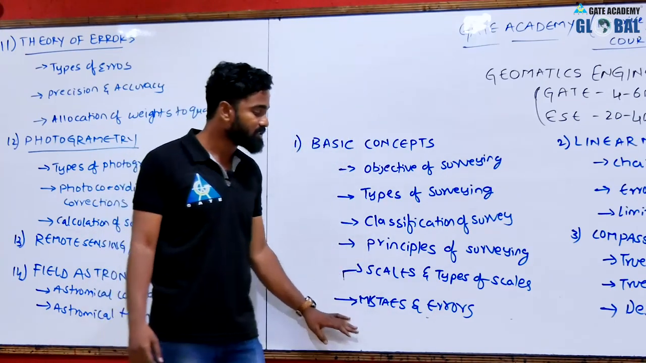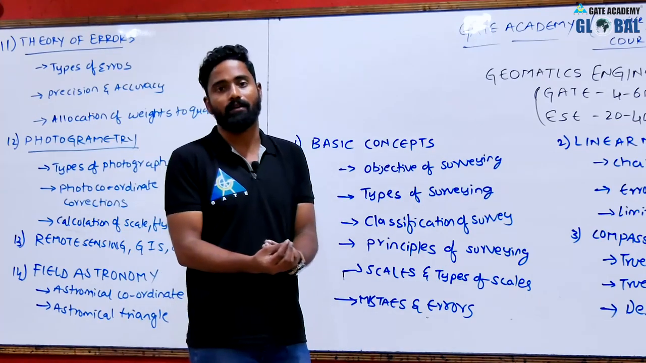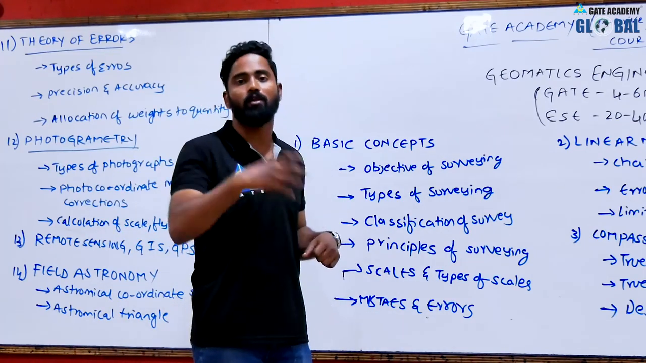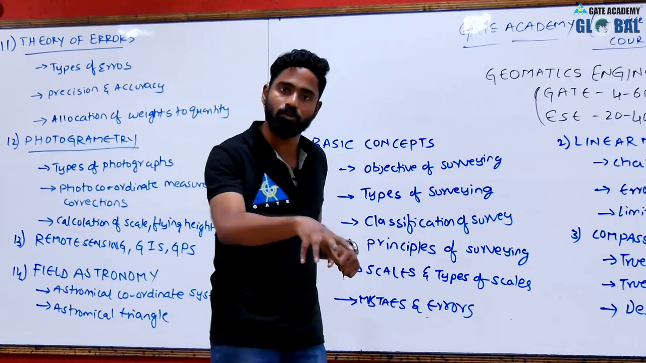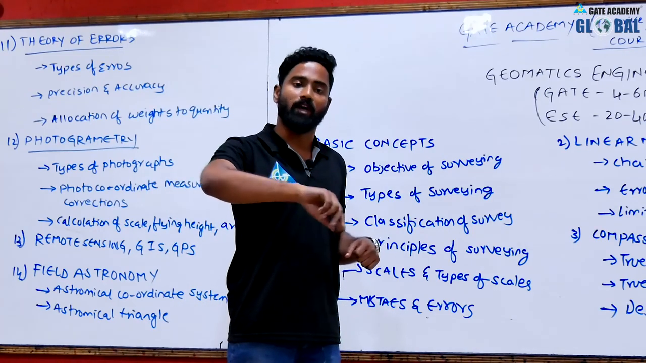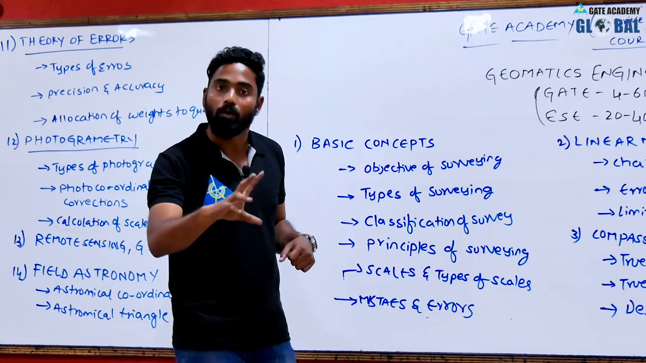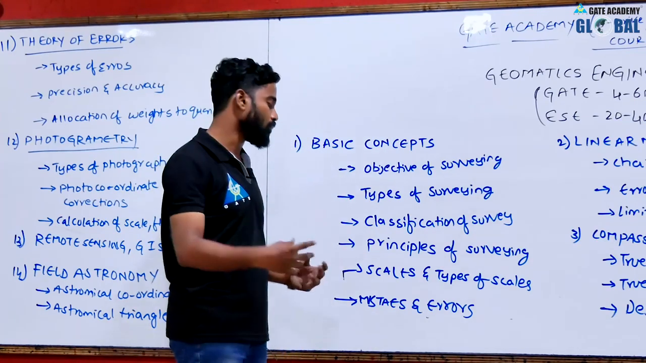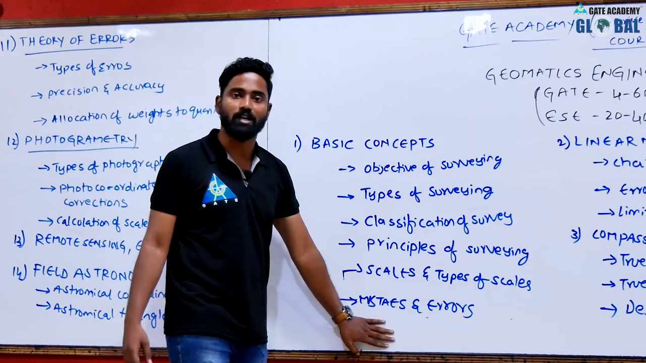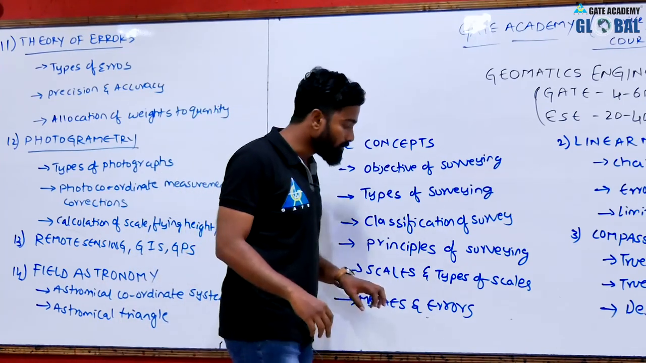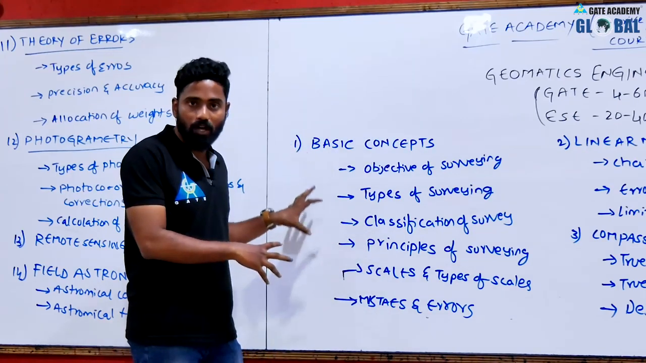Next, mistakes and errors. What is exactly error? That is observed value minus correct value, and what is the correction you are going to give for the error. If error is positive, correction is negative. If error is negative, correction is positive. How you are going to apply that in the questions and problems will be seen in mistakes and errors. Now, these are the basic concepts that you will see.